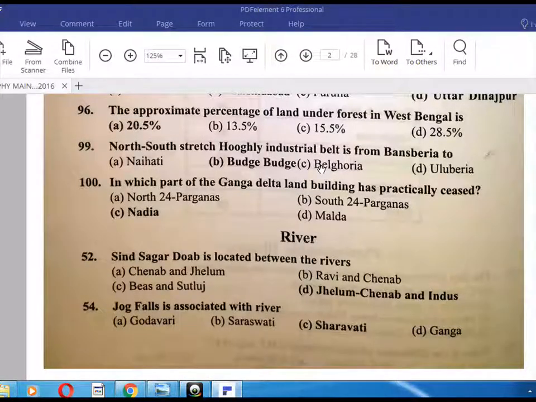Okay, so next, Sindh Sagar Doab is located between the rivers Jhelum, Chenab and Indus. Jog Falls is associated with Sharavati. Okay, Jog Falls.